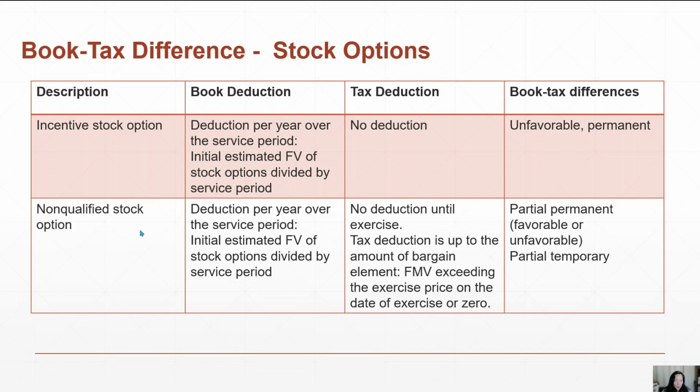For the non-qualified stock options, NSO, the book deduction is similar to the ISO, and for tax deduction, it's quite different. There is no deduction until exercise. There will be no tax deduction for the corporation until the non-qualified stock options is exercised. The tax deduction is up to the amount of the bargain element, the fair market value exceeding the exercise price on the date of exercise, or zero. For that matter, for the non-qualified stock options, a portion of the book tax differences will be permanent, and a portion will be temporary. That's why the book tax differences on the stock option compensation is quite unique.